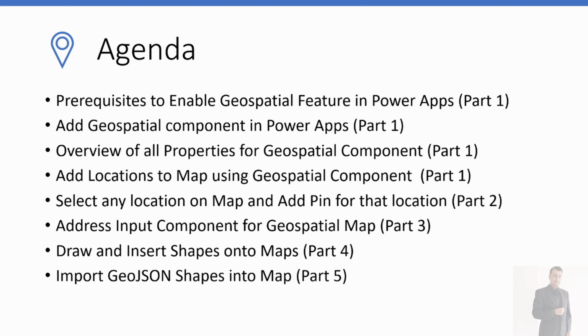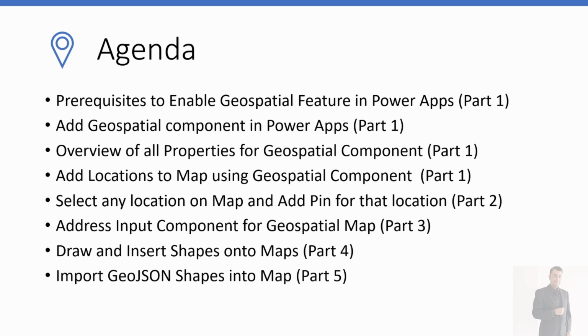Then, during the second part of the series, we will select any location on the map and add the pin for that location. Then during the third part of this series, we will be talking about the address input component with geospatial map in detail.